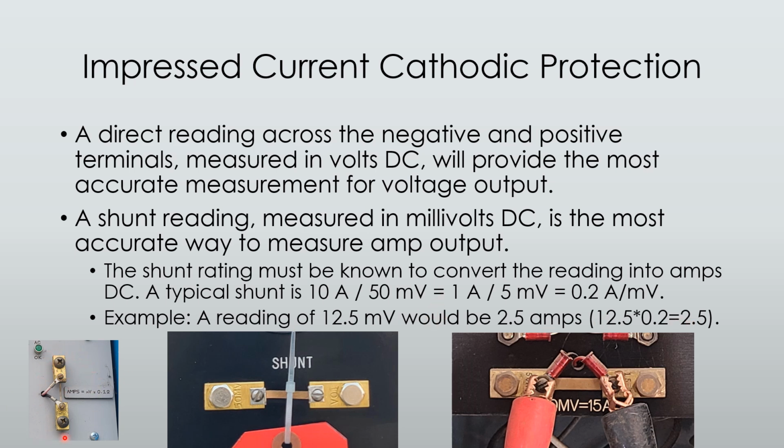A couple examples of shunts: a 6 amp 50 millivolt, 10 amp 50 millivolt, 15 amp 50 millivolt. They're pretty standard. You get your alligator clips, you take your reading, and make sure that you're in millivolts DC when you take that measurement. Now let's move on to the brains of an impressed current system essentially, and that is the rectifier.